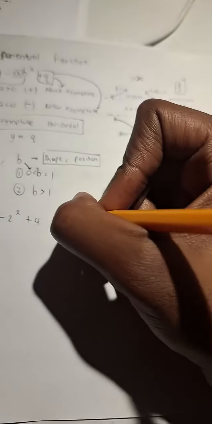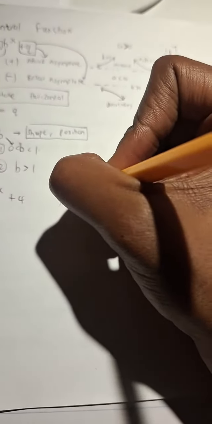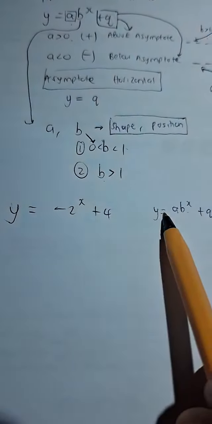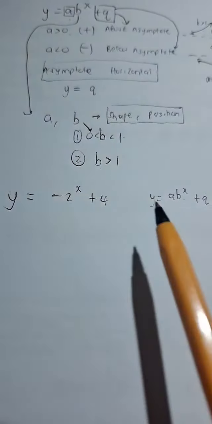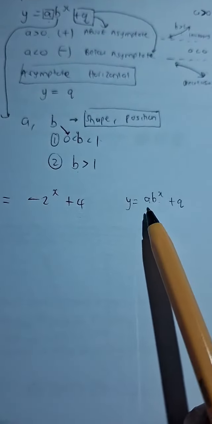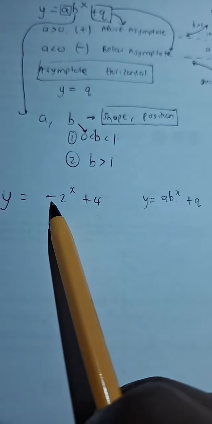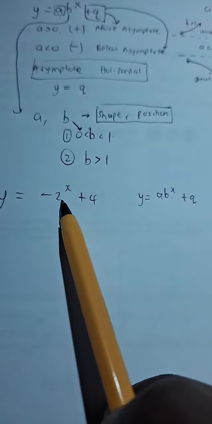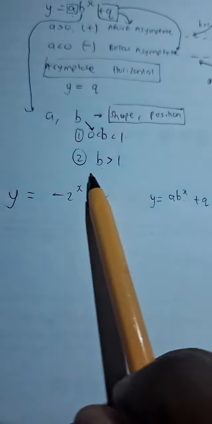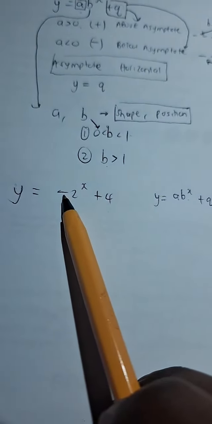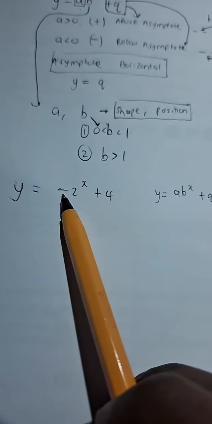So if I was to write the form of the function, y equals a b to the power x plus q, what is the value of a here? Can someone tell me what is the value of a? Do I have the value of a here? And then also, what is the value of b from this function? So what's the value of a? Let's start with the value of a. What is the value of a?